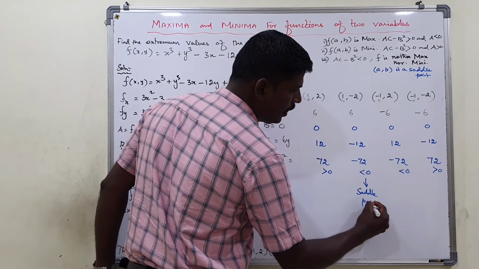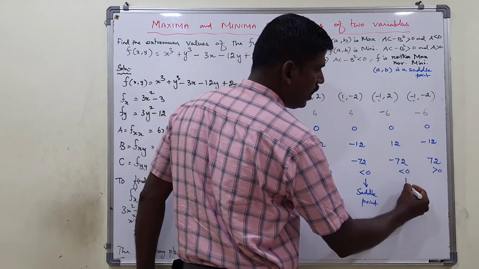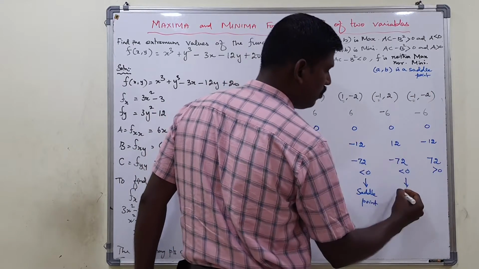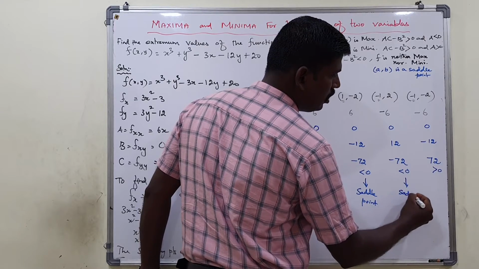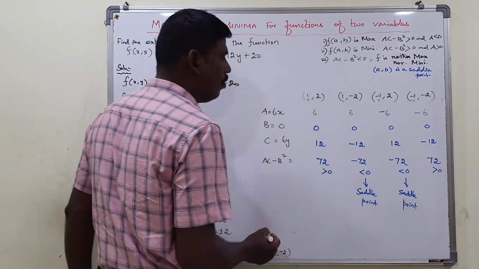What do you mean by saddle point? F takes neither maximum nor minimum. Same like that, this point is also a saddle point because AC minus B square is negative. So this point is also a saddle point. Right? Okay.